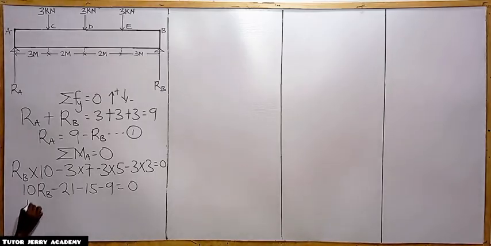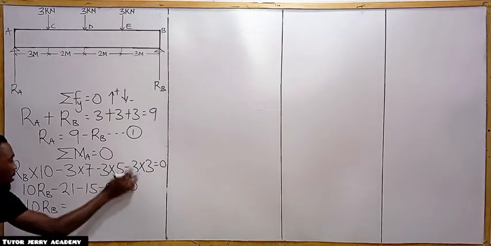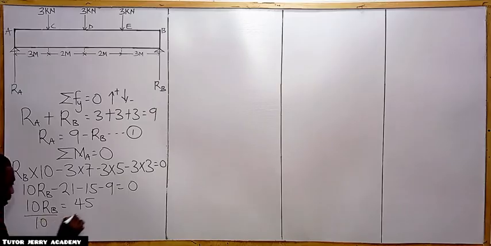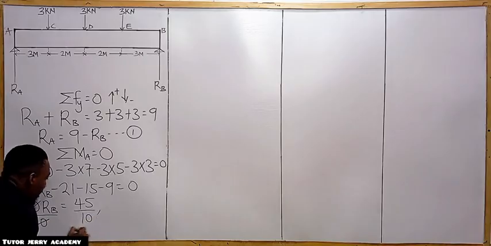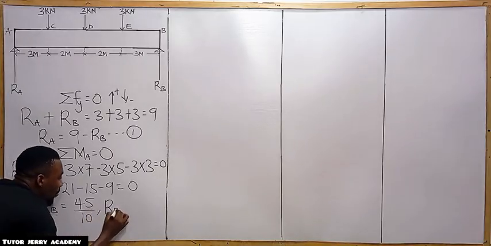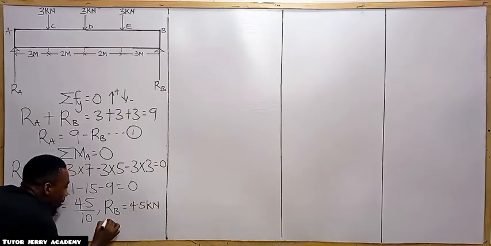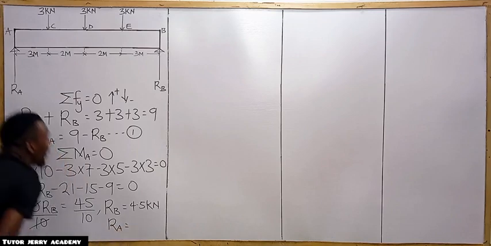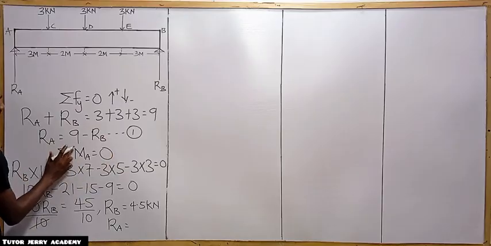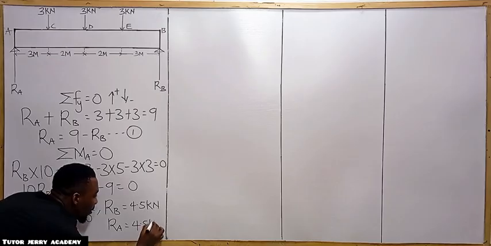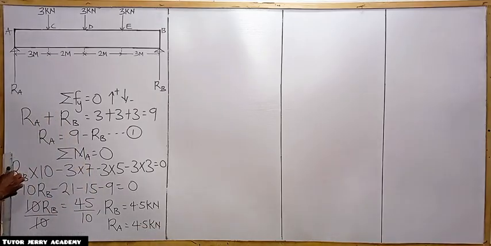So 10 RB equals, if you move it to the other side, positive 45. Divide both sides by 10, so 10 goes with 10. Our reaction at B will be equal to 4.5 kilonewton, while our reaction at A will be equal to 9 minus RB, that is 9 minus 4.5, which is also 4.5 kilonewton. I hope we understand that.